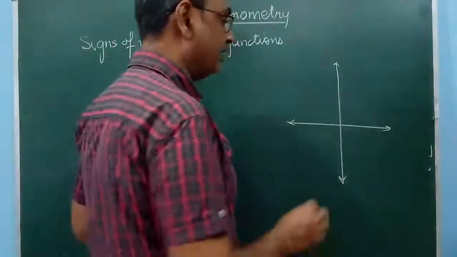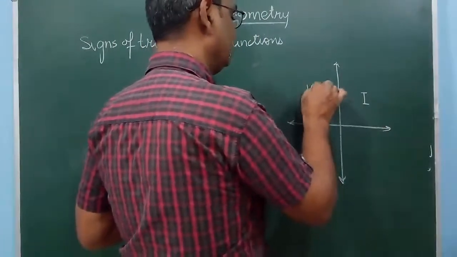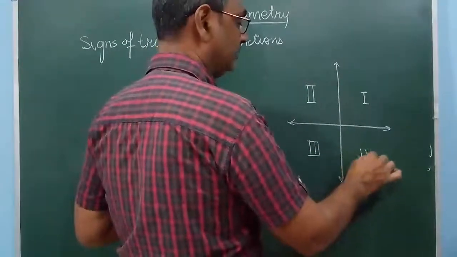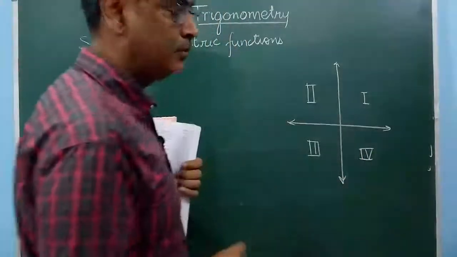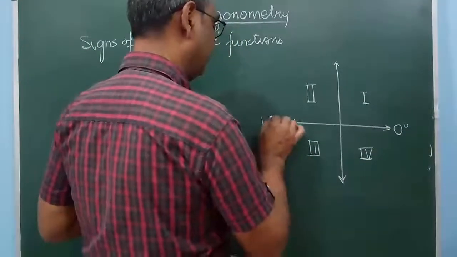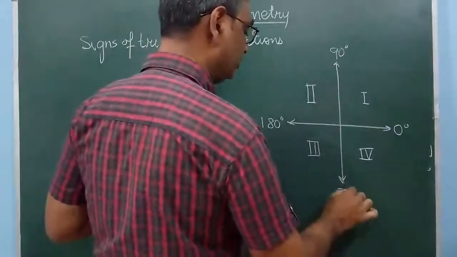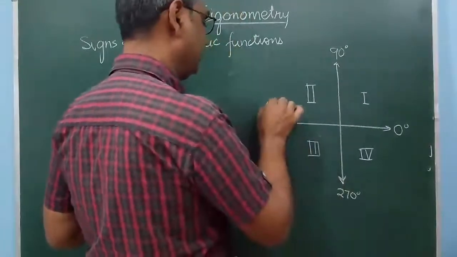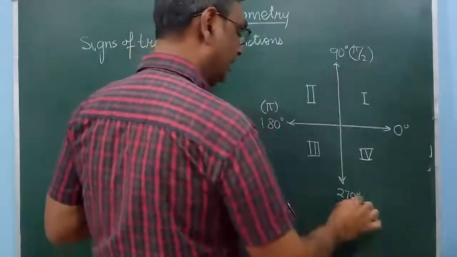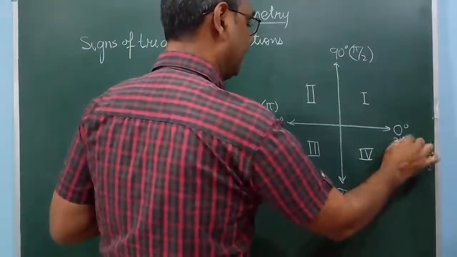There are 4 quadrants and we go anti-clockwise. This is 1, 2, 3 and this is 4. These are the 4 quadrants that we will be dealing with. This is 0 degree, 180 degree, 90 degree and 270 degree. We may term these as pi by 2 and 3 pi by 2, and here 2 pi.